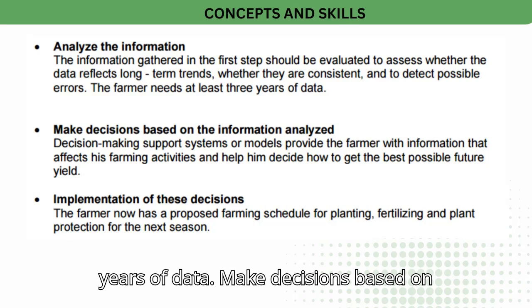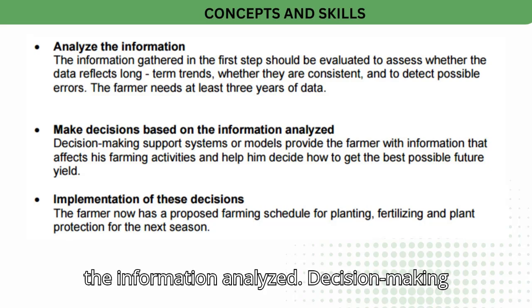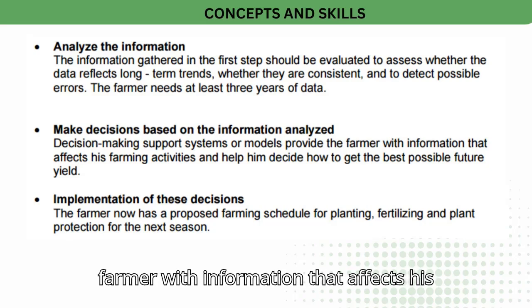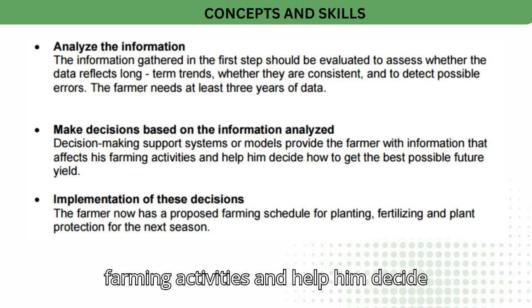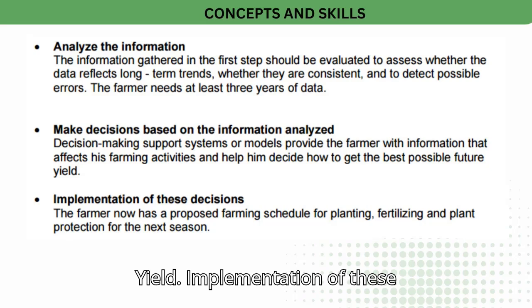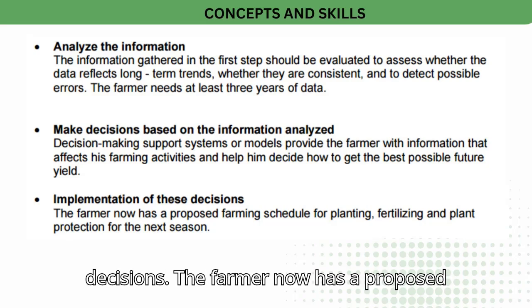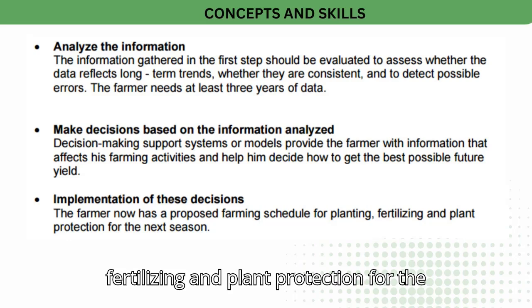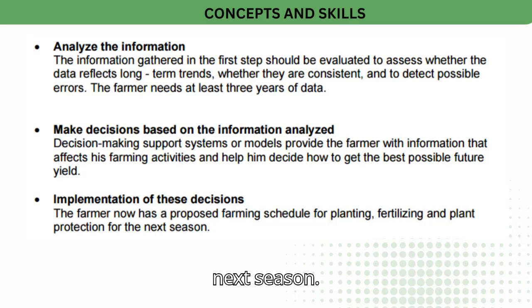Make decisions based on the information analyzed. Decision-making support systems or models provide the farmer with information that affects his farming activities and help him decide how to get the best possible future yield. Implementation of these decisions. The farmer now has a proposed farming schedule for planting, fertilizing and plant protection for the next season.